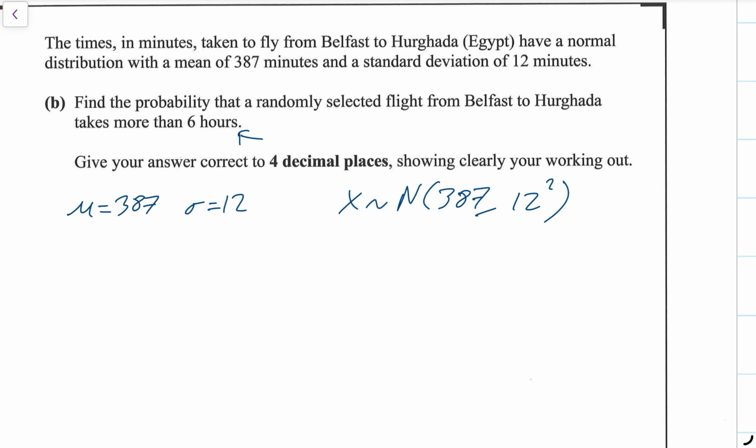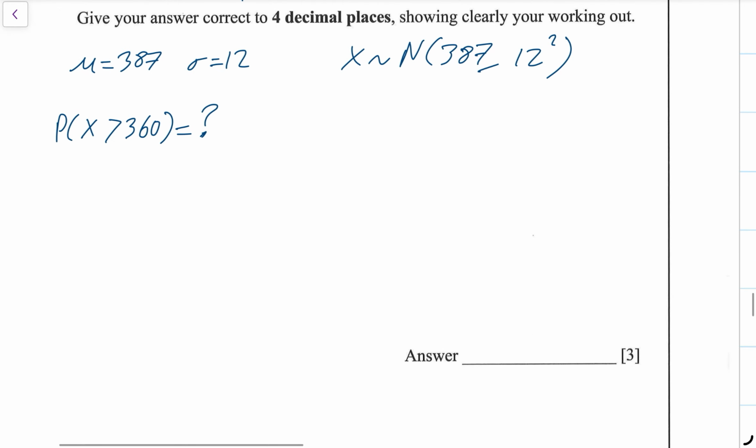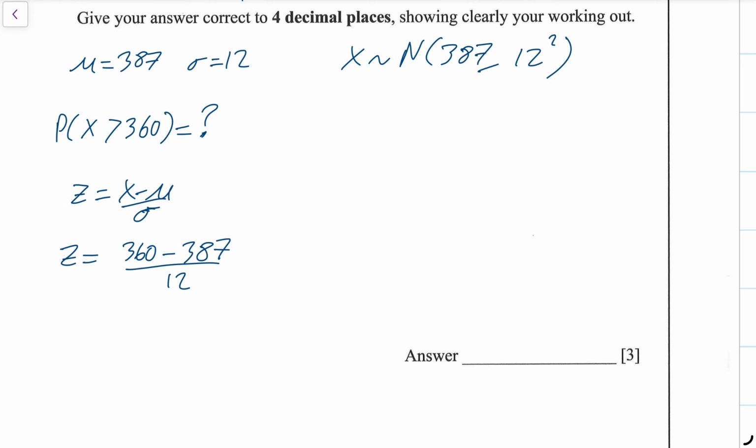6 hours is 6 times 60 minutes, which is going to be 360, of course, and we want it to be more than that. So probably x is greater than 360. That's what we're looking to find. Now, once again, we're going to get rid of all this. We're going to say z is equal to x minus mu over sigma. So z is equal to 360 minus 387 over 12.